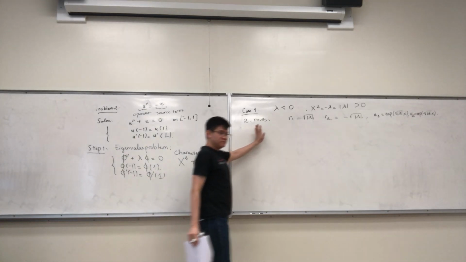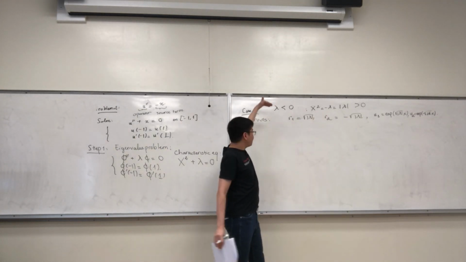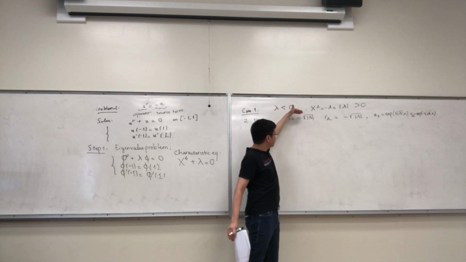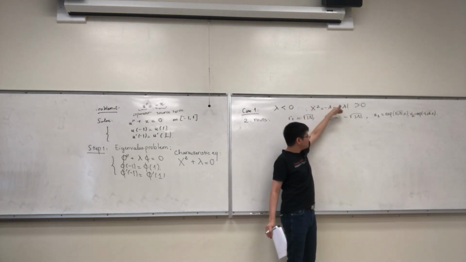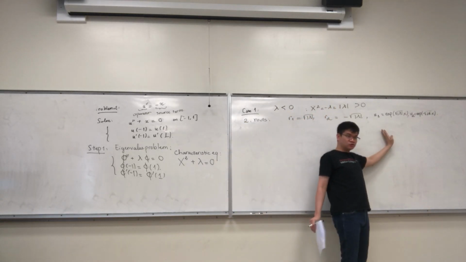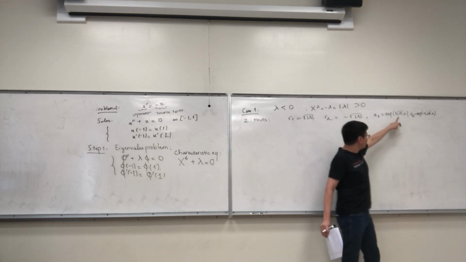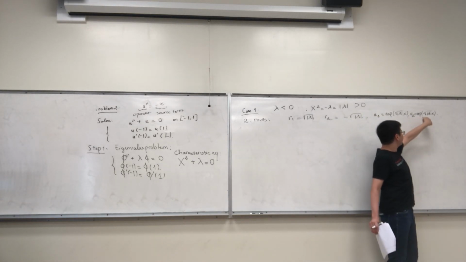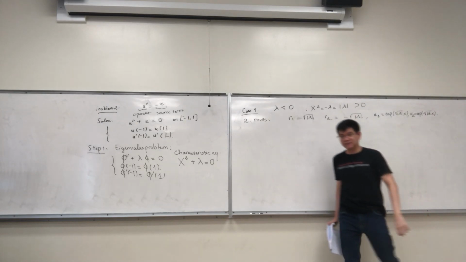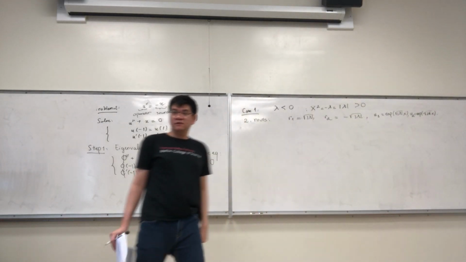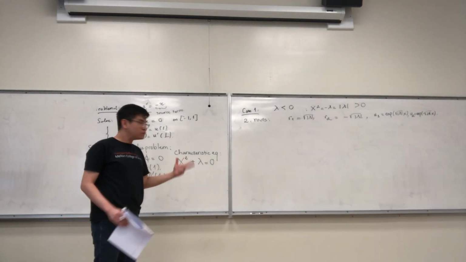So, all right, it's clear? For this problem, you have two roots. The first one is square root of lambda, and the second one is minus square root of lambda. So the two solutions will be exponential of square root of lambda x, and exponential of minus square root of lambda x. It's clear? Questions?